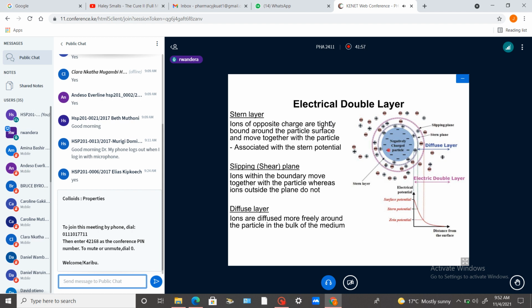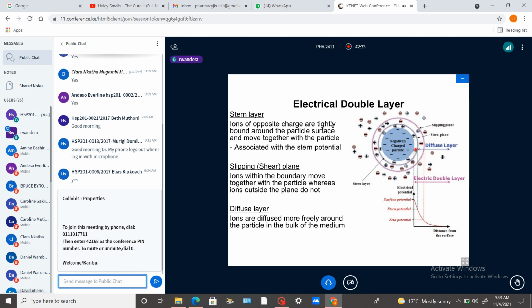So this is just another illustration of the electrical double layer. You have a negatively charged colloidal particle as a result of excess iodide ions. The negatively charged colloidal particle will attract positively charged sodium ions that will be tightly bound to the particle surface and hence move with the particle. And this is what we now call the Stern layer.